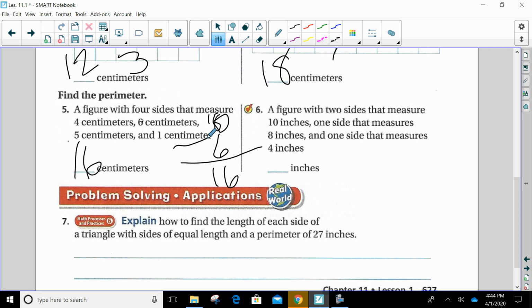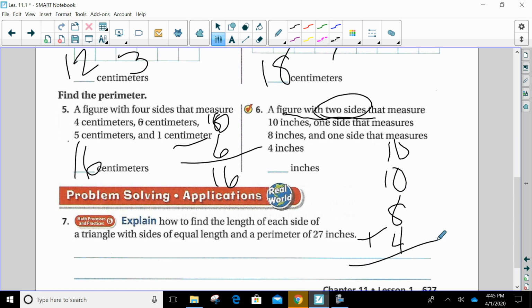Now this one: a figure with 2 sides that measure 10 inches, one side that measures 8 inches, and one side that measures 4 inches. Don't get tricked. Right here, it says a figure with 2 sides that measure 10 inches. So you're going to have 10 plus 10, 2 sides that are 10, and one side that measures 8, and another side that measures 4.